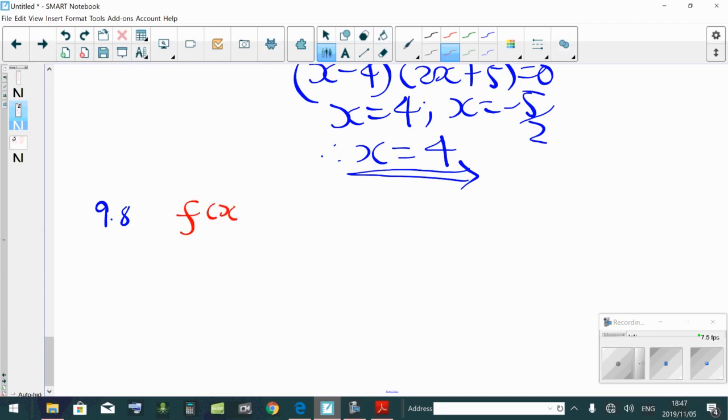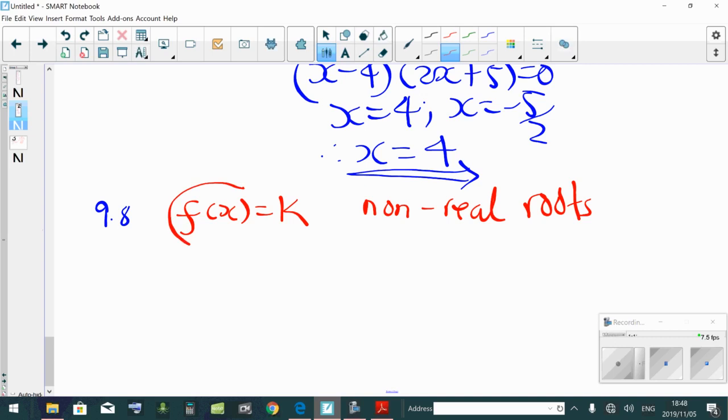We are given f of x is equal to k, and we want non-real roots. We want to obtain non-real roots. Once more, I'm going to remind you that f is the same as y. So we basically have y is equal to k.